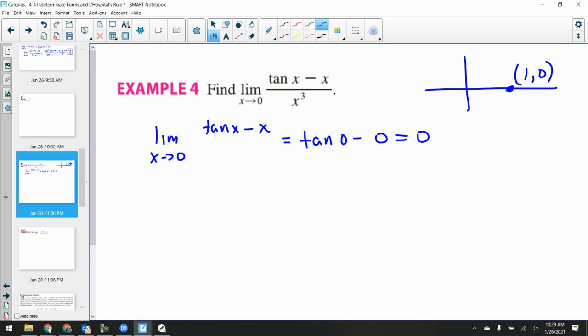Okay, and then we would say, okay, don't need to cross my L. The limit as x goes to 0 of x to the third is also 0, right? Because I just plug it in. So this is an indeterminate limit of the form 0 over 0.